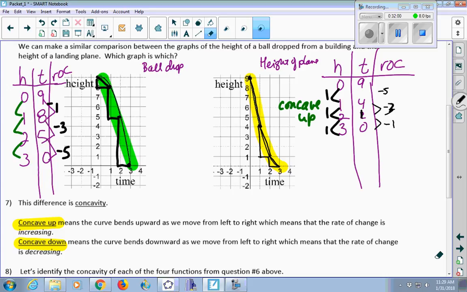It's the slope. This is the slope of each of those lines. Those secant lines, these are the slopes, right? These are increasing numbers. These are decreasing slopes. It is becoming less steep.